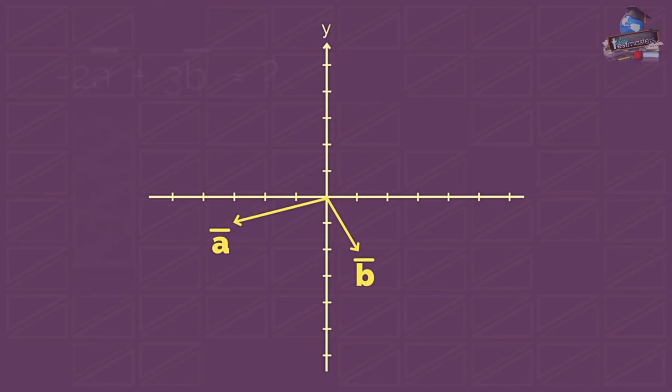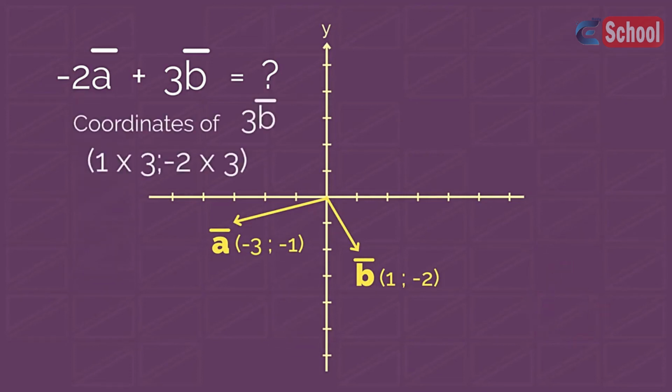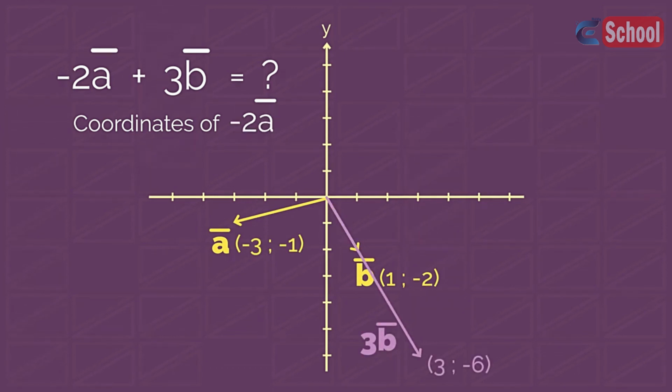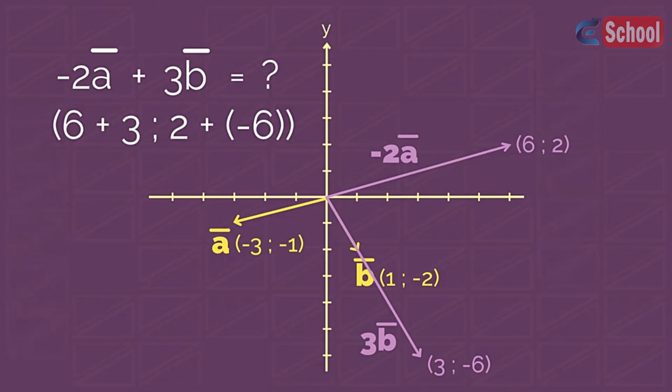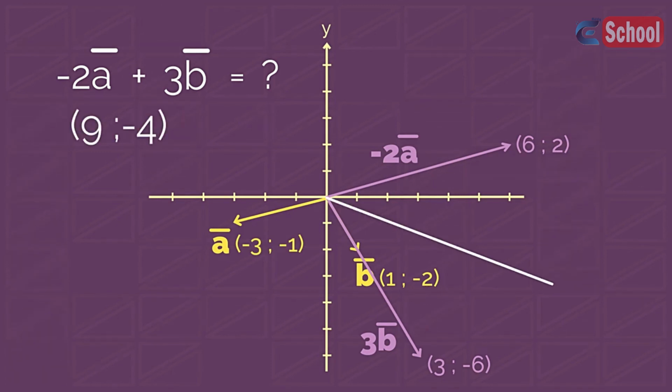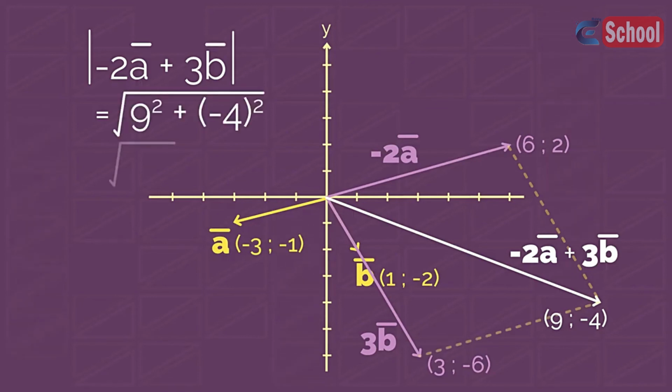Can you find the coordinates and the magnitude of this vector? Vectors a and b have the same coordinates as in the previous task. Pause the video and give it a go. Vector minus 2a plus 3b has coordinates 9 and minus 4. And its length is the square root of 97. Did you get it right?